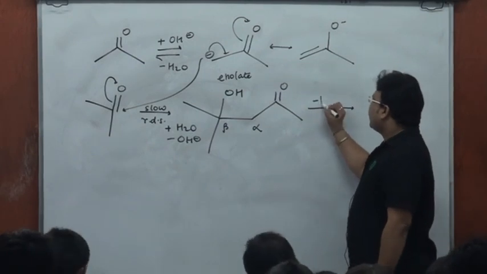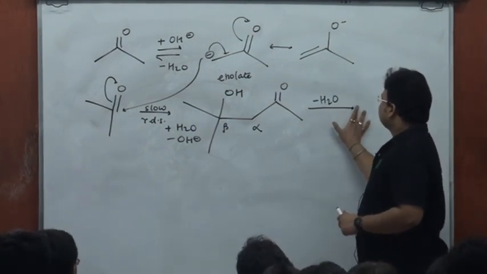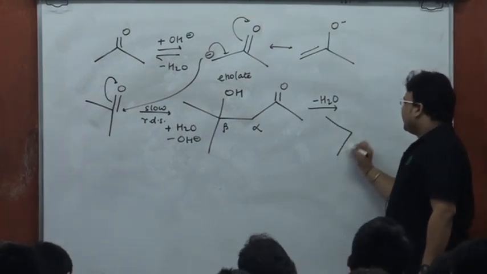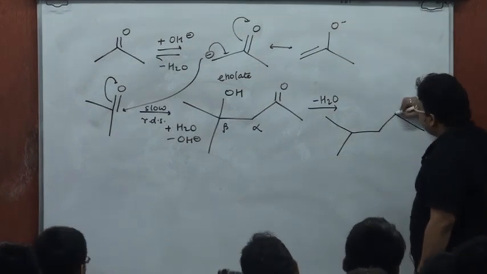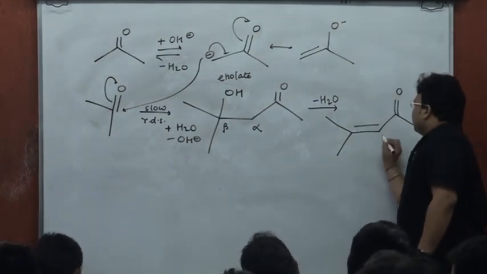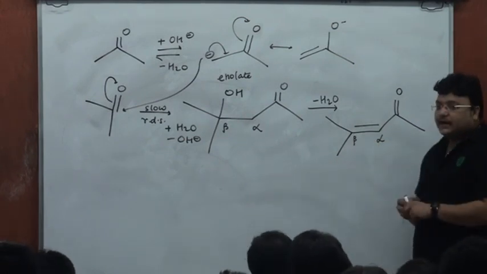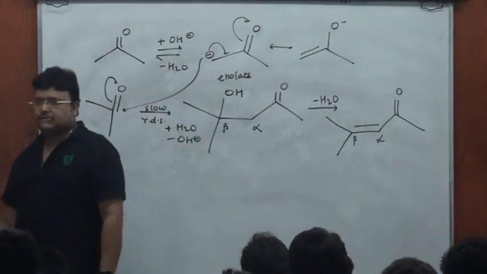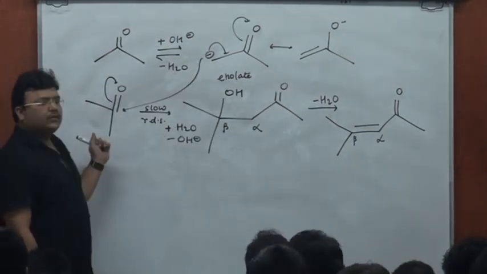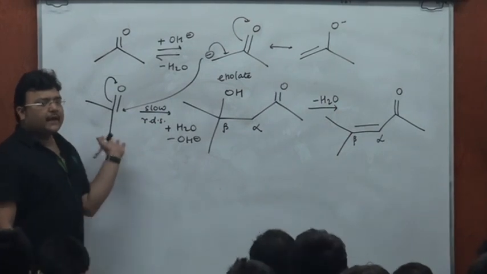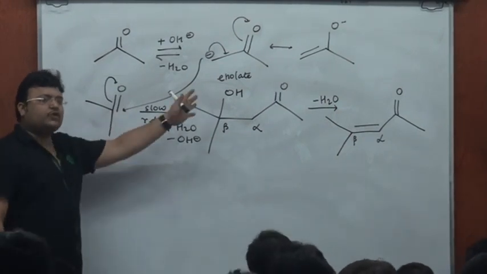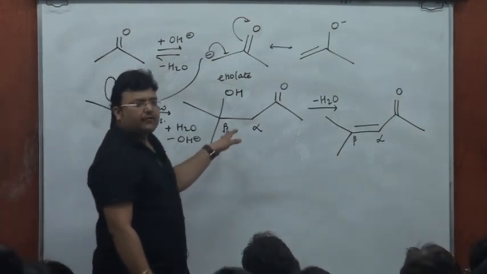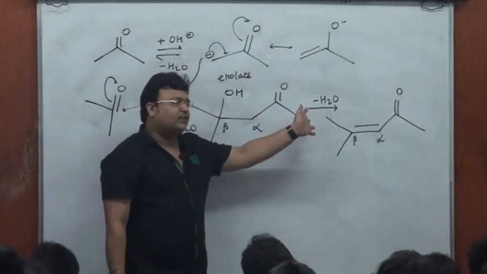Willing to lose water, undergo dehydration. And certainly going to produce this as the alpha beta unsaturated carbonyl. So even for a ketone, carrying on the same steps, which is loss of alpha hydrogen, nucleophilic attack, taking H plus from water, I could draw the beta hydroxy compound which will undergo dehydration to form the alpha beta unsaturated product.